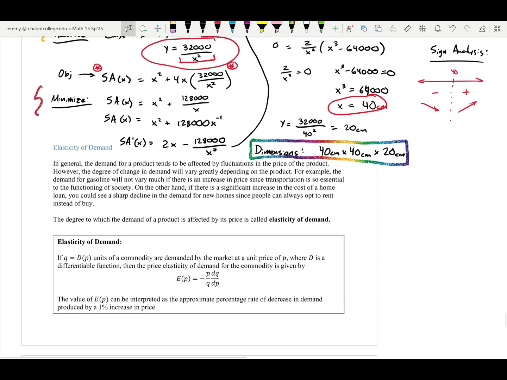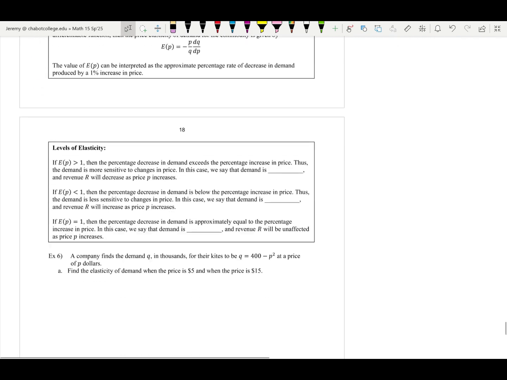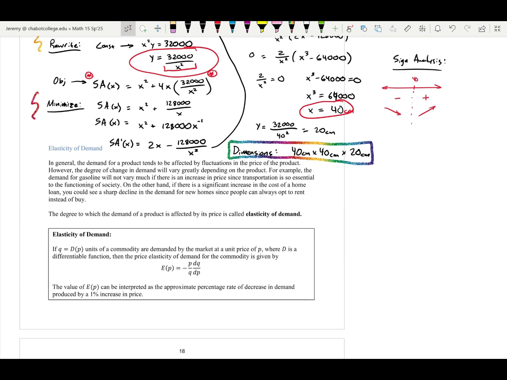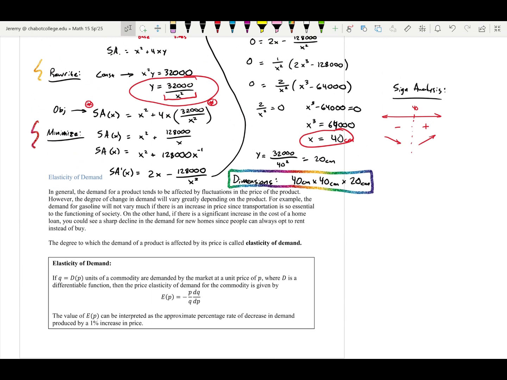So moving on, this is the kind of last topic of this section and of this chapter, elasticity of demand. So let's have a look at this little passage here. In general, the demand for a product tends to be affected by fluctuations in the price of the product. However, the degree of change in demand will vary greatly depending on the product. For example, the demand of gasoline will not vary much if there is an increase in price, since transportation is so essential to the functioning of society, right? We kind of have to put gas in our cars no matter how much it costs. That's why it's such a big deal when it goes up a lot.